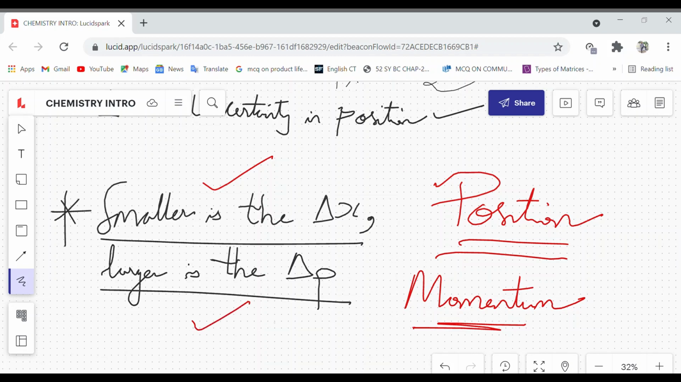So after Heisenberg's uncertainty principle, we have Schrodinger's time-independent wave equation. So let us start the derivation of Schrodinger's time-independent wave equation.